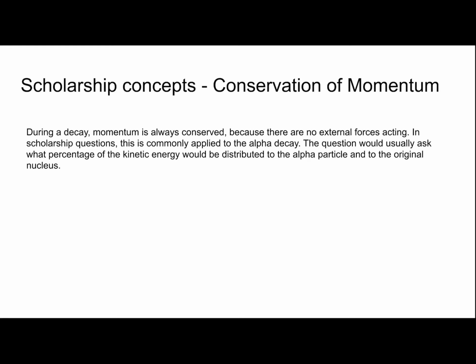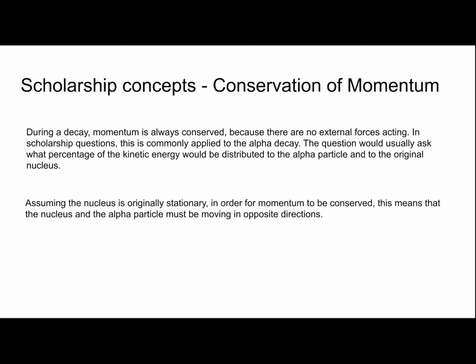So during a decay, momentum is always conserved because there are no external forces acting on the system. In scholarship questions, this is commonly applied to the alpha decay. So the question will usually ask what percentage of the kinetic energy would be distributed to the alpha particle and how much of the energy would be distributed to the original nucleus. Assuming the nucleus is originally stationary, in order for momentum to be conserved, this means that the nucleus and the alpha particle must be moving in opposite directions after the explosion.